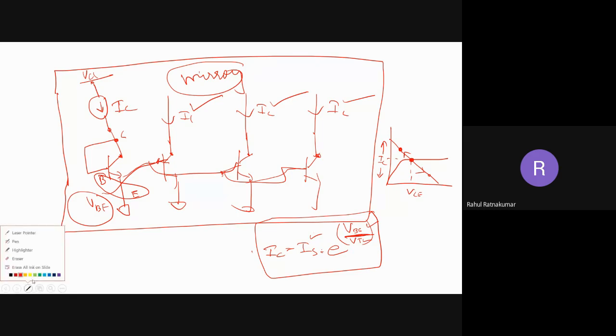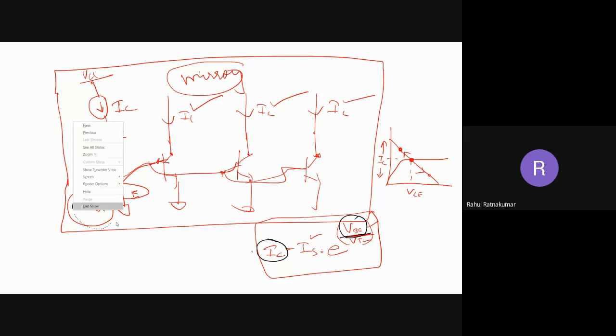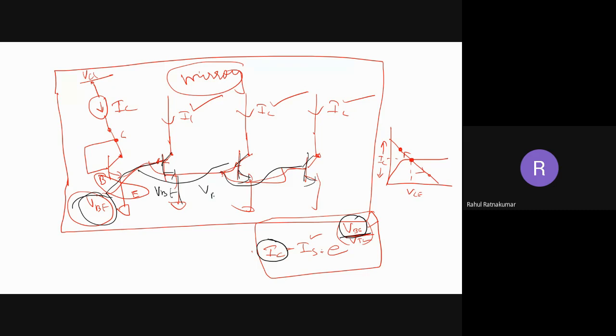So what is the concept? I'll repeat again. If I fix my VB in one transistor, that transistor will have a fixed IC. Then I can mirror that VB in all the places where I need exactly that magnitude of IC: the same VB will be here, the same VB will be here, the same VB will be here. Because VB is fixed, my IC is also fixed. So I'll get this IC fixed in the output.